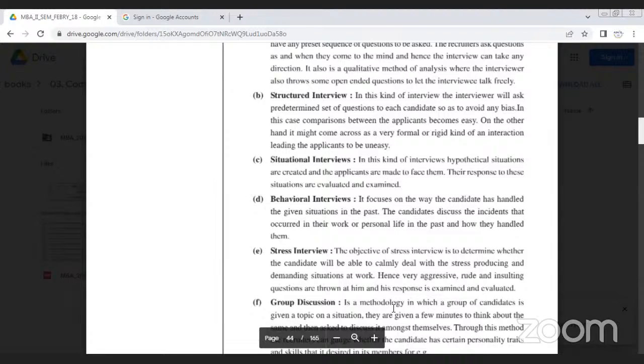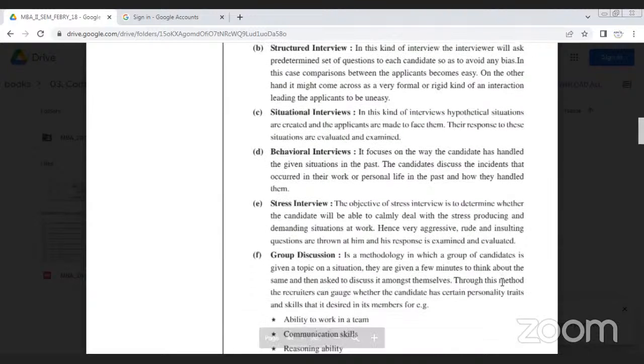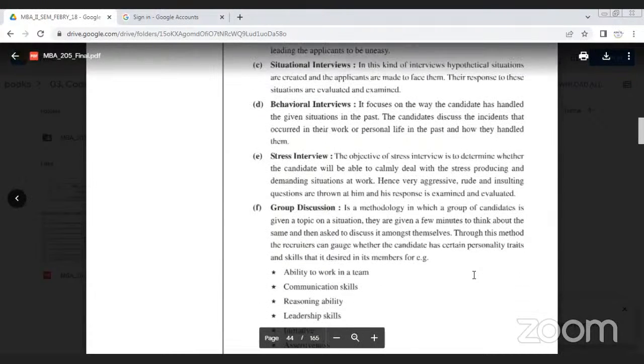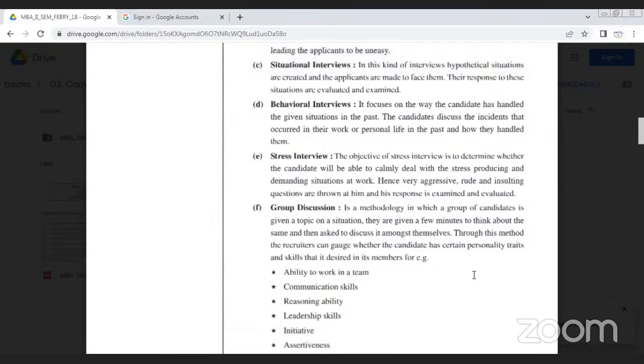Stress interview. The objective of a stress interview is to determine whether the candidate will be able to calmly deal with stressful, pressing, and demanding situations at work. Hence, very aggressive, rude, and insulting questions are asked. At that time, the response is examined and evaluated.